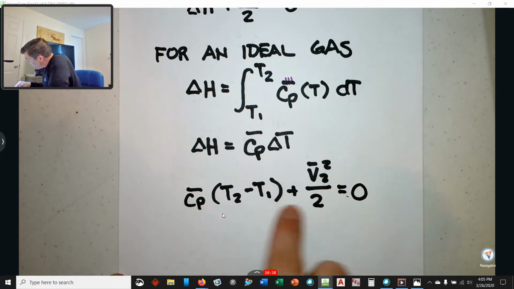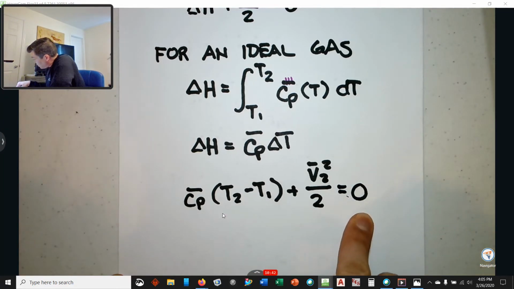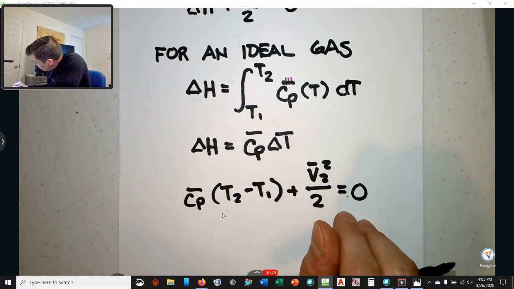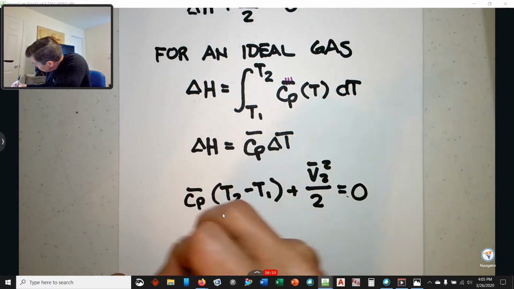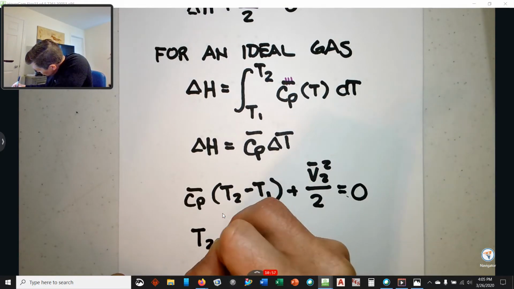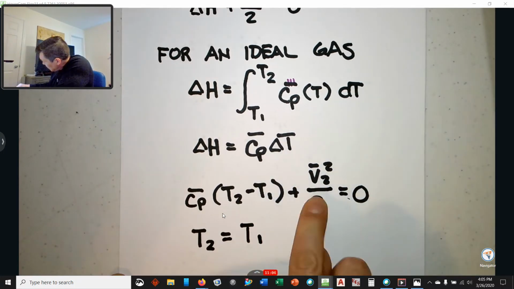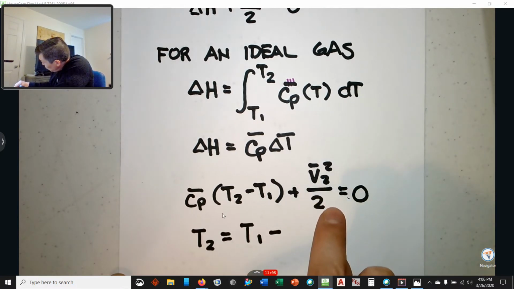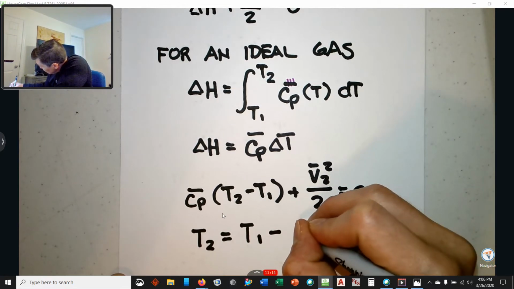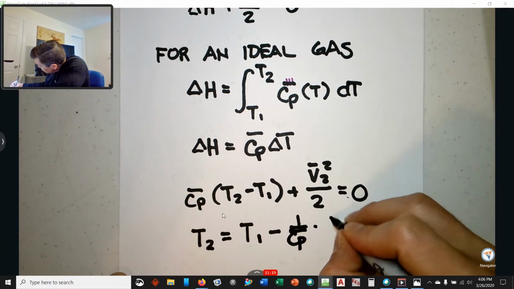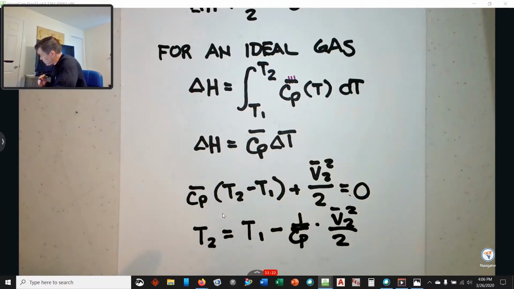We could move V2 squared over here, divide by Cp, add T1, and figure out what the exit temperature is. That would be good to solve for. So let's say T2 equals, if we move T1 over here, it's T1 minus 1 over Cp, the average, times V2 squared over 2. And now we have an expression for the temperature of this gas as it's cooling down.